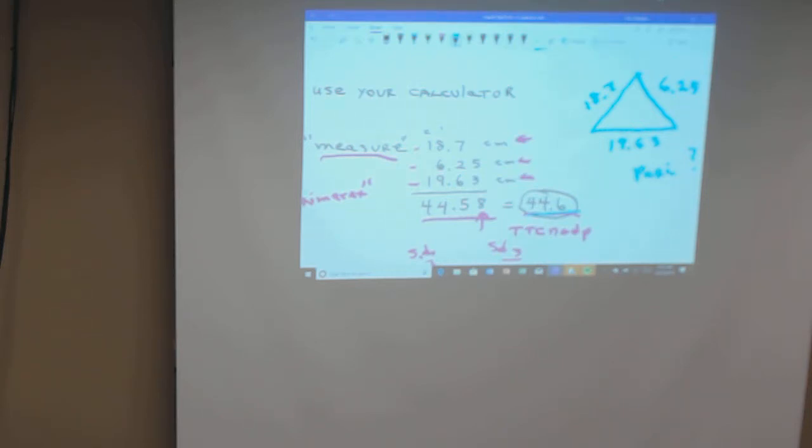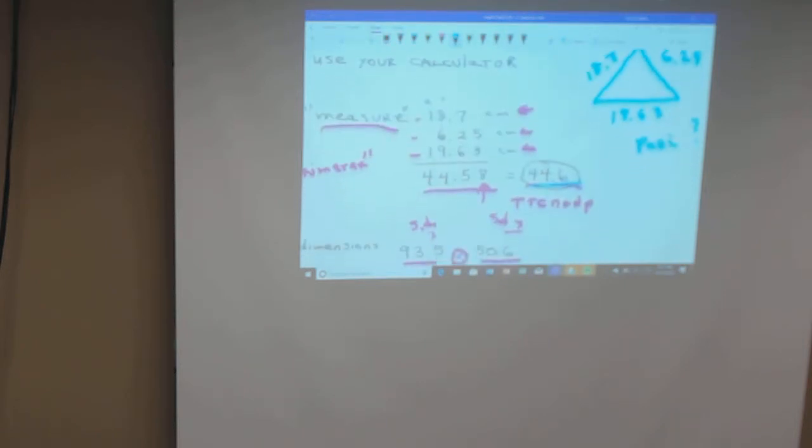Why would I round it to 3 places? Because the most accurate measure has 1 decimal place or 3 significant digits. So I only have it measured to the nearest tenth, because I don't know what this is to the hundredths. So I can't give my answer in hundredths because this one was given in tenths. So the most accurate measure I can have is to the nearest tenth.